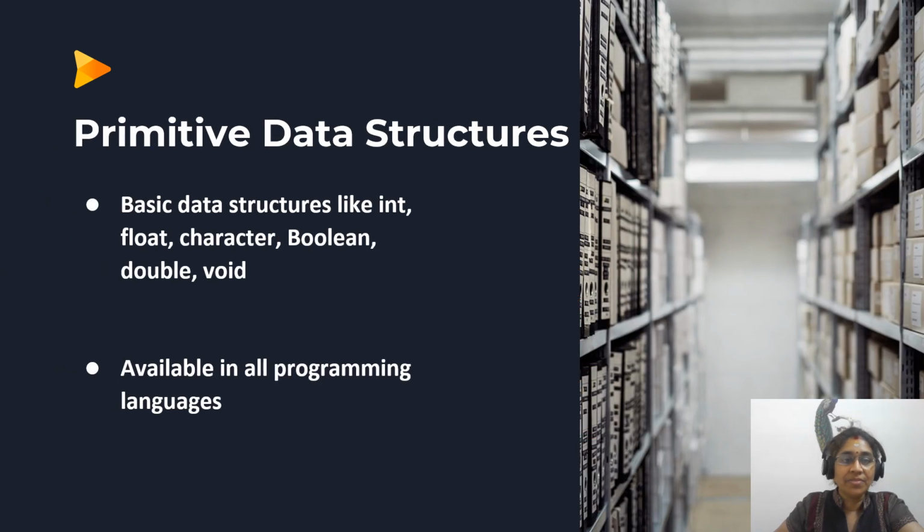So what are primitive data structures? Primitive data structures are the most basic data structures available in all programming languages, such as int, float, character, boolean, double, etc.